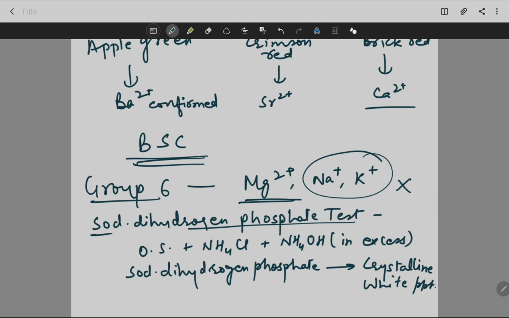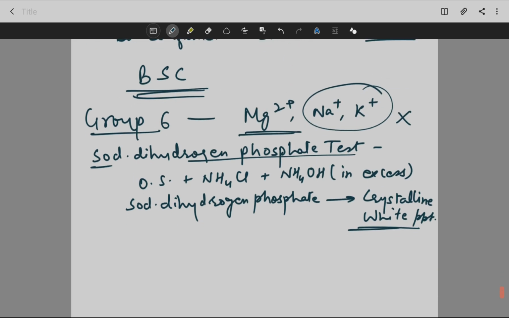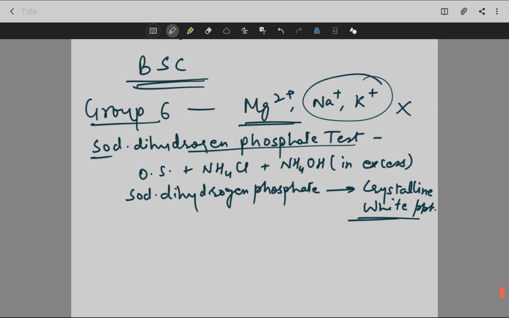After doing so we get a crystalline white precipitate, which will be deposited on the inner walls of the test tube, and which can be scratched further with the help of a glass rod. So this confirms the presence of magnesium. As I told, not getting a white precipitate after adding saturated ammonium carbonate solution in group 5 itself indicates that all the other groups are absent, and we are left with group 6 only.